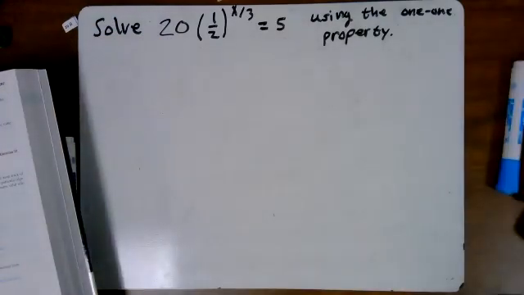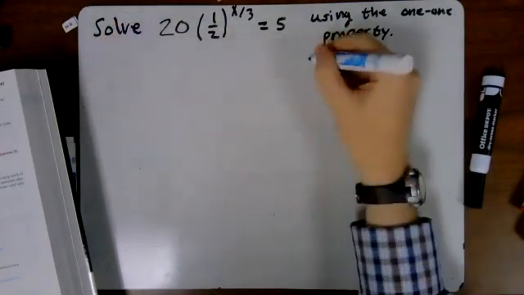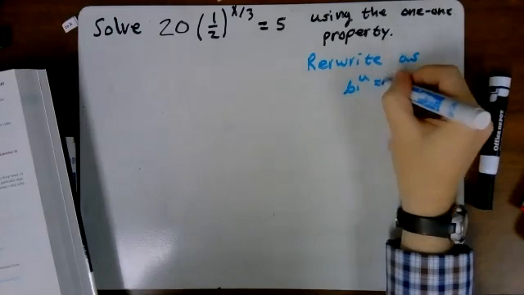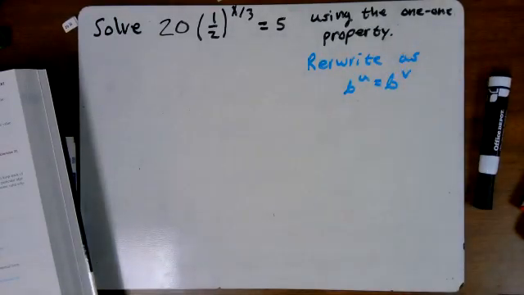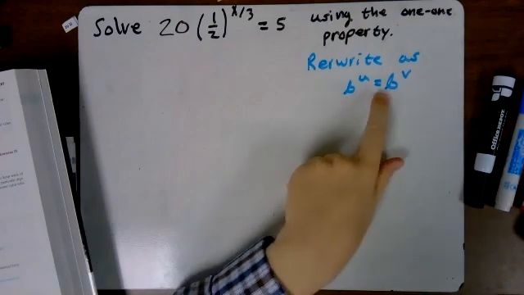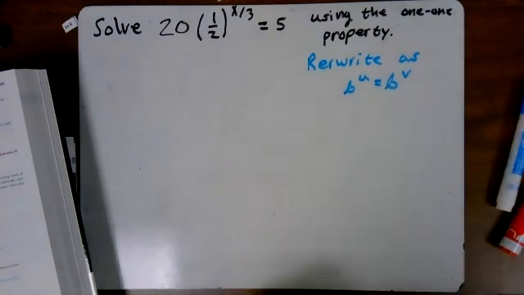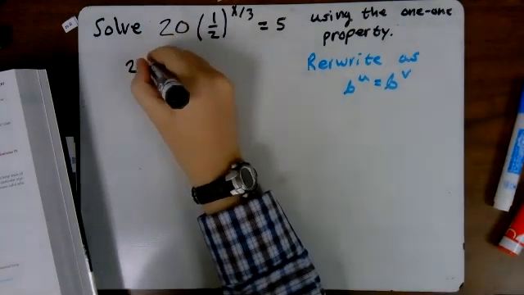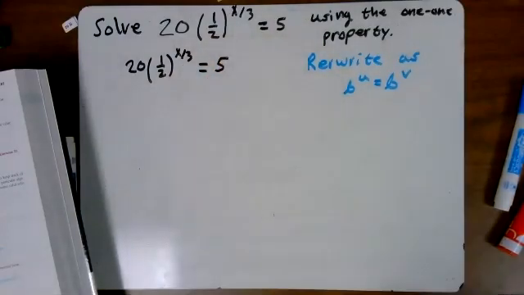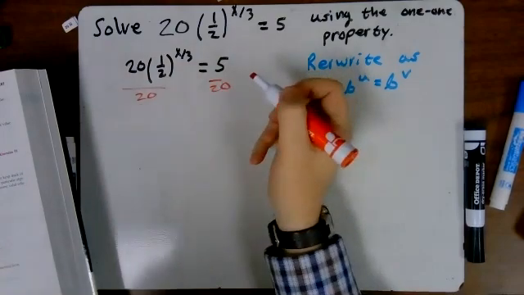So what we need to do, we need to rewrite it into a form where the one-to-one property is useful. So that's really our first step. Okay, so this rule isn't 20 times b to the u equals b to the v. We should get rid of this 20. Divide both sides by 20.